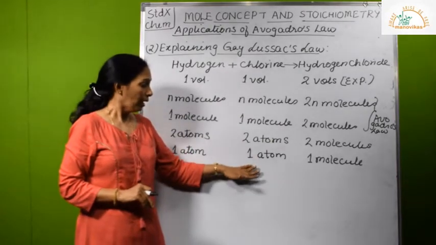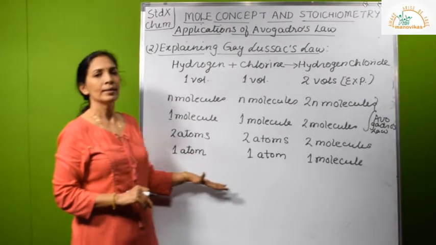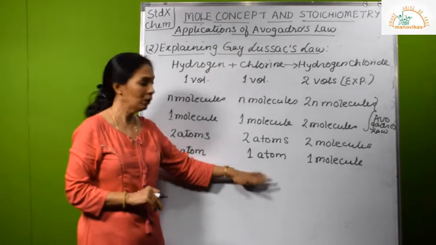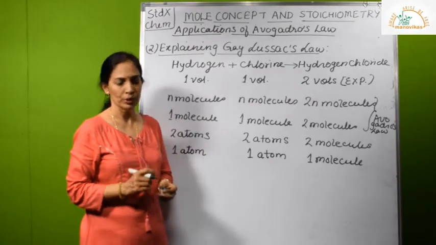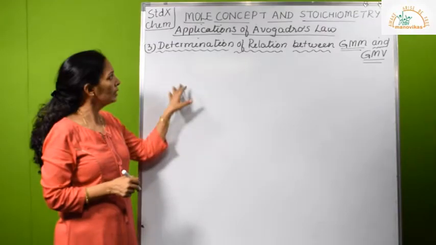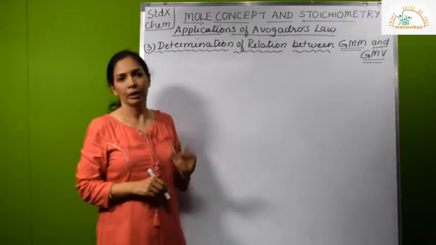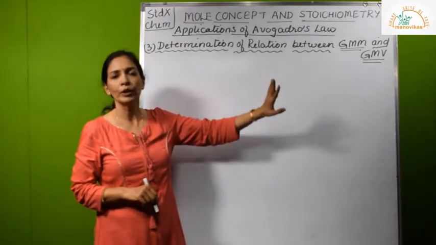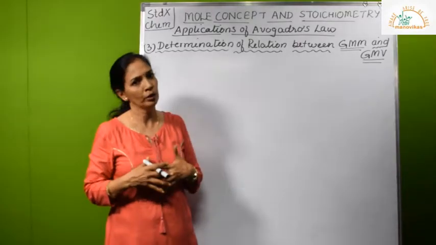Okay. According to Avogadro's law, equal volumes of all the gases under similar conditions of temperature and pressure contain equal number of molecules. It explains Gay-Lussac's law of combining volumes. Third application of Avogadro's law is determination of relation between GMM and GMV. I have written like this, that is gram molecular mass and gram molecular volume. What is the relation between gram molecular mass and gram molecular volume?